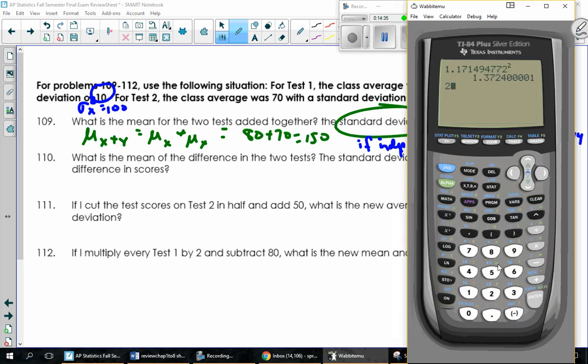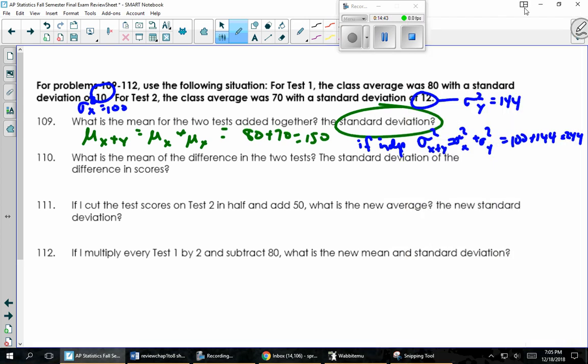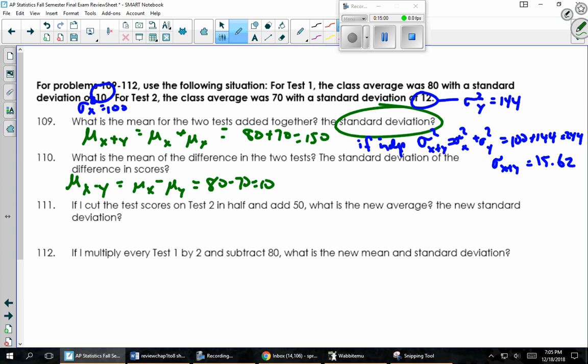So I can come on my calculator and find the square root of 244. That's the standard deviation, 15.62. So the standard deviation of x plus y is 15.62. Now it says find the mean difference. I can just subtract, which is 80 minus 70, which is 10. And again, if I'm going to do the standard deviation of the difference, I've got to have independence. But if they're independent, the standard deviation of the difference is the same as the standard deviation of the sum. So same thing I did before, 15.62.